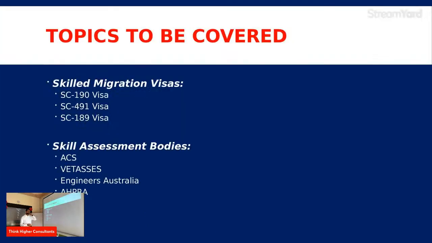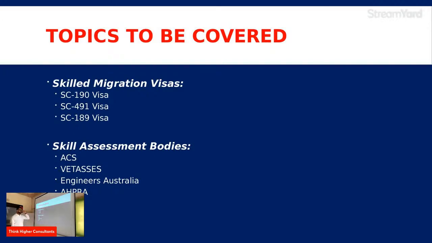So our agenda for today's presentation is skill migration, as we already spoke. Subclass 190, subclass 491 and subclass 189. ये 3 वीजा सब क्लासेस हैं जिस पे हम मेनली बात करेंगे. Then we have some skill assessment bodies which we need to cover, like ACS, VETASSESS, Engineers Australia, AHPRA, and CPA. Very tough words, but we will get to know very soon what exactly these are and what purpose they serve during the migration process.